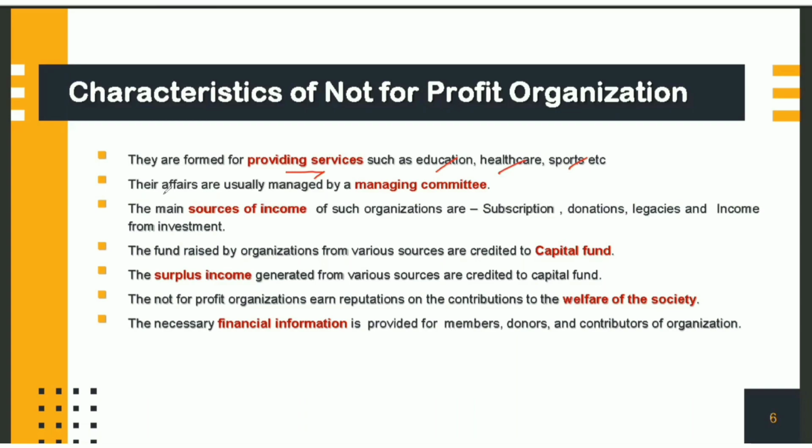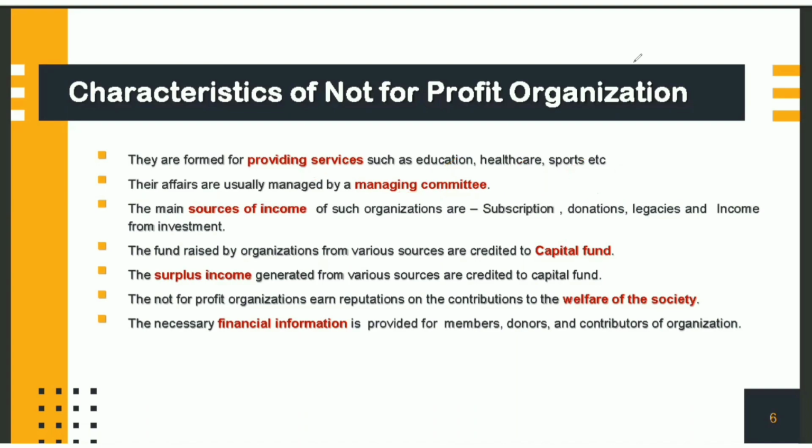The next point, their affairs are usually managed by the managing committee. Here, the whole operation and functions of the NPO are controlled and managed by the managing committee. This managing committee is nothing but a group of people who manage the NPO. This managing committee can also be called the trustee of the organization. Okay. Next point, the main sources of income of such organizations are subscription, donation, legacy, and income from investment.